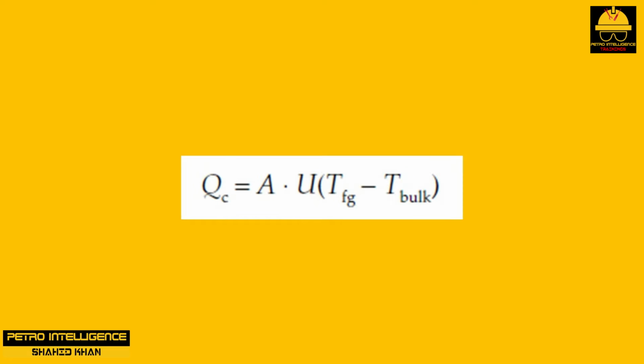The amount of heat transferred to the process fluid in the convective section of a heater is governed by QC equals A times U times (TFG minus Tbulk), where QC equals convective heat transfer rate, BTU per hour. A equals surface area of the tubes, square feet. U equals a heat transfer coefficient, BTU per hour square feet degree F. TFG equals temperature of the flue gas, degree F. Tbulk equals temperature of the process fluid flowing inside the tubes, degree F.